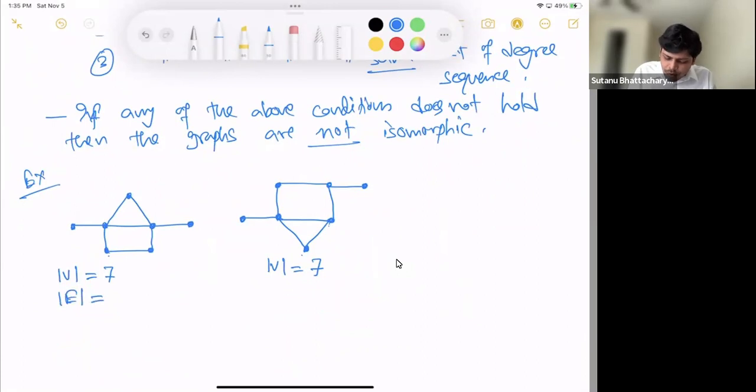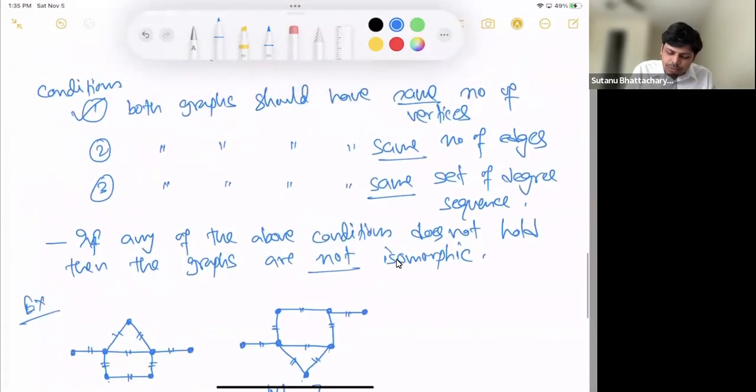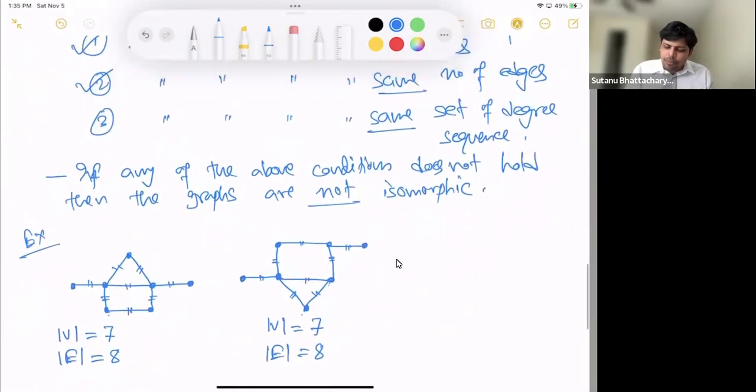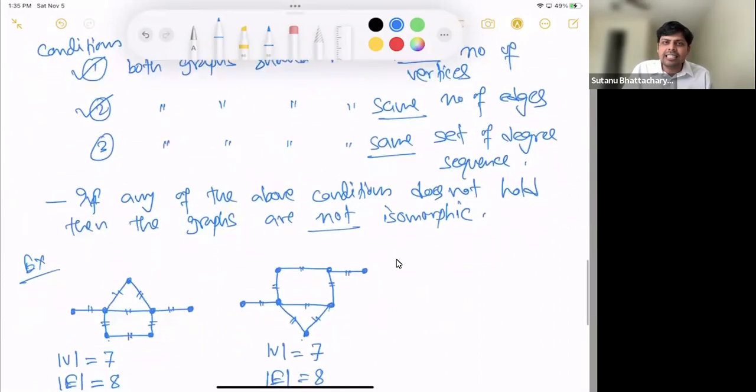Okay. Now, what is the number of edges? Number of edges here: 1, 2, 3, 4, 5, 6, 7, 8. And what is the number of edges here? 1, 2, 3, 4, 5, 6, 7, 8. Okay. So condition 2 also holds. Both graphs should have the same number of edges. So both are satisfied. Now check, both should have the same set of degree sequence.